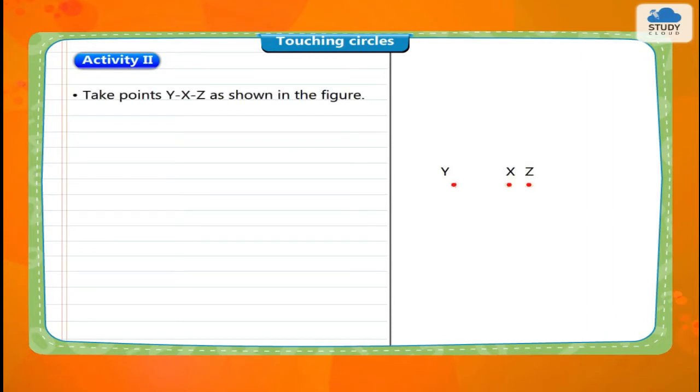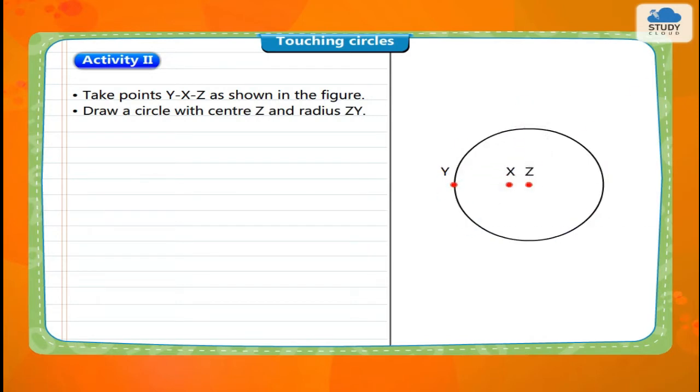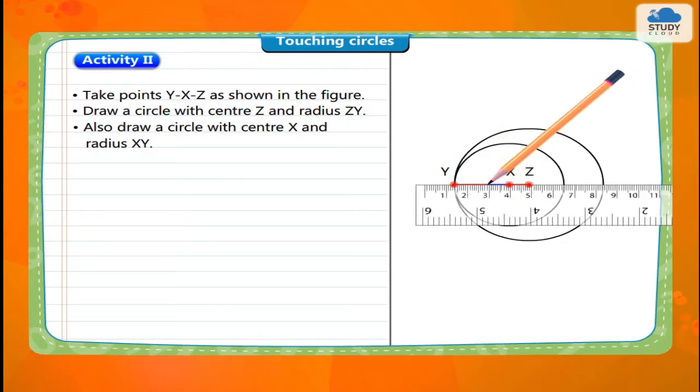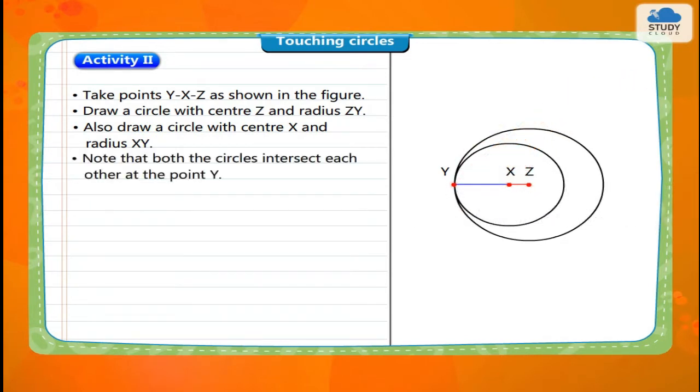Activity 2. Take points y, x, z as shown in the figure. Draw a circle with center z and radius zy. Also draw a circle with center x and radius xy. Note that both the circles intersect each other at the point y.